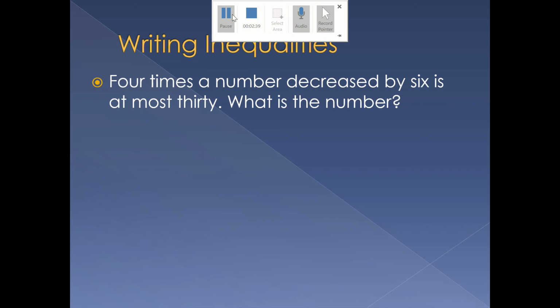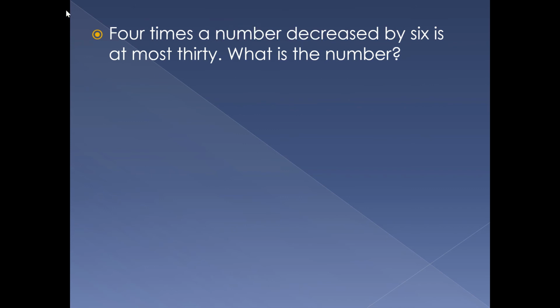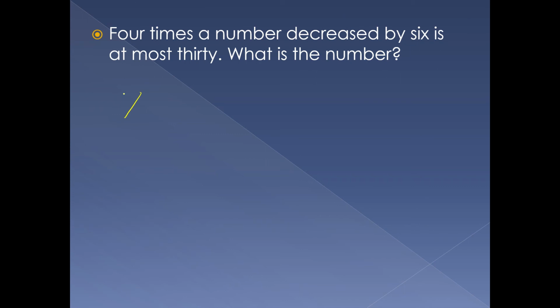Here's one you could try on your own. 4 times the number decreased by 6 is at most 30. What is the number? If you haven't done so already, go ahead and pause the video and work on this problem. All right, first we ask ourselves, what is our variable? Make sure you're defining your variable. So I'm going to have our variable be x. It represents a number. So x is a number. Well, 4 times that number, 4x, decreased by 6, that means minus 6, is at most 30.